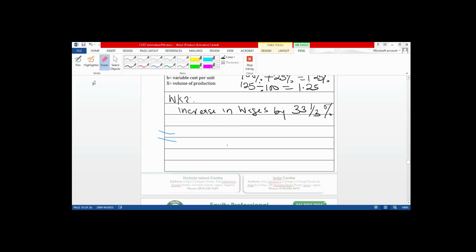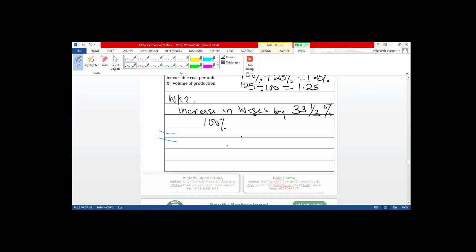Look at it. Wages will increase by 33 1/3%. Before the increments, the wages is 100%. Like your salary. Your salary is currently 100%.